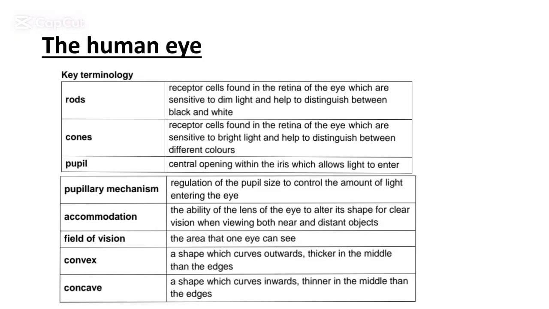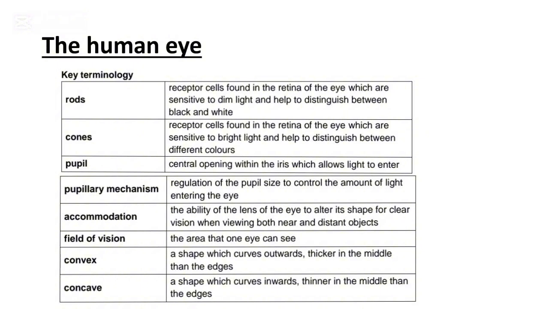The human eye. Important terms to know regarding the human eye. Rods. These are receptor cells found in the retina of the eye, which are sensitive to dim light and help to distinguish between black and white. Cones. These are receptor cells found in the retina of the eye, which are sensitive to bright light and help to distinguish between different colors.